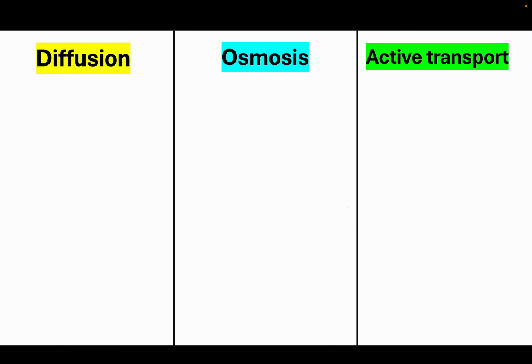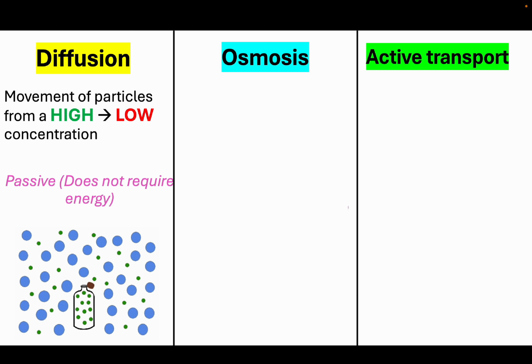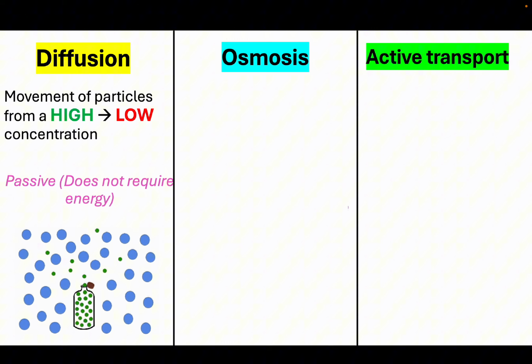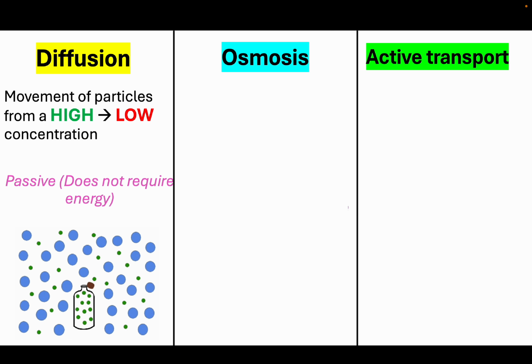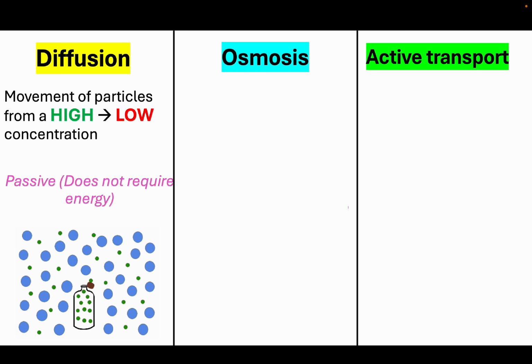Diffusion, osmosis and active transport. We're going to look at what they are and an example of each one. Diffusion is the movement of particles from a high concentration to a low concentration. High concentration means a lot of them, and a low concentration means where there's very little of them. This is a passive process, meaning it does not require energy. An example could be perfume particles spreading, so they move from a high concentration inside the bottle to a low concentration outside.